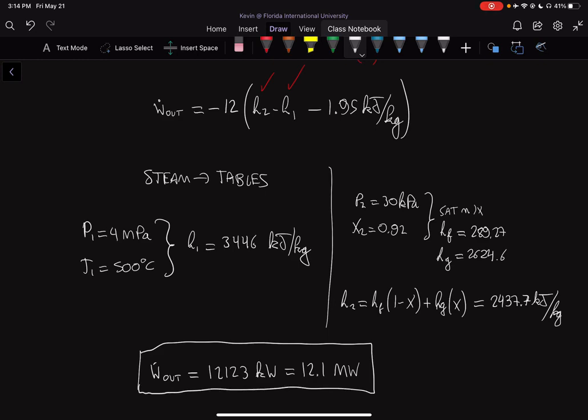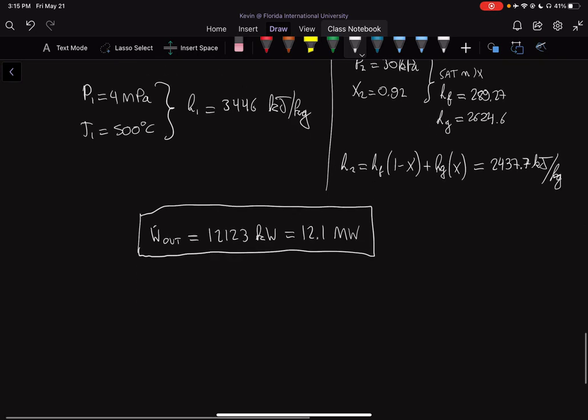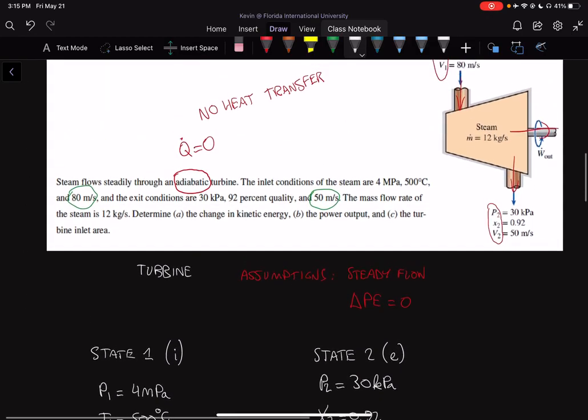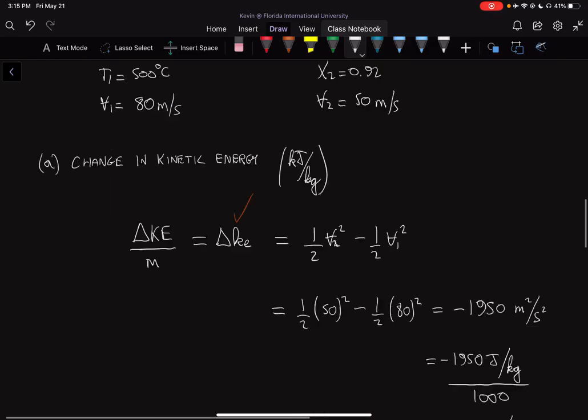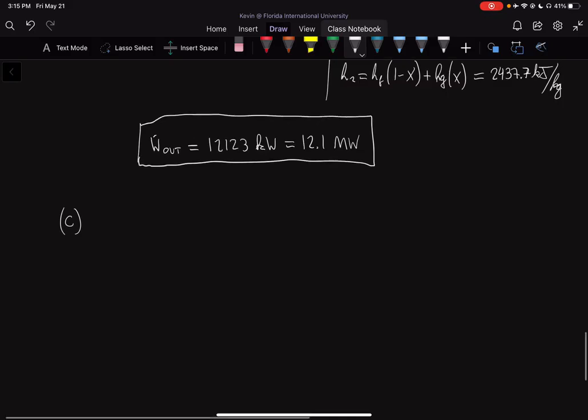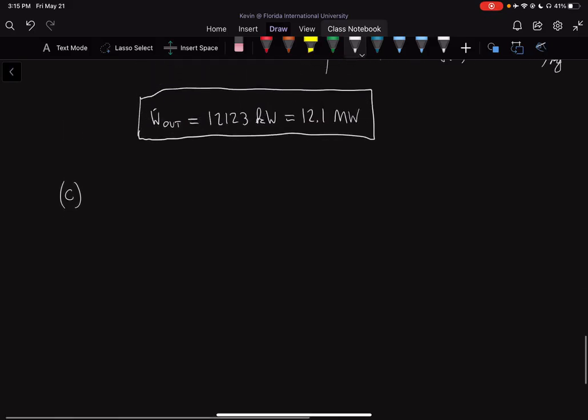Okay, now part C of the problem, because we're using velocity, asks us to find the turbine inlet area. So let's go to part C just to show you. Part C says the turbine inlet area. So we're supposed to find the area of the inlet, which in our case is at point 1. So we're looking for area 1.